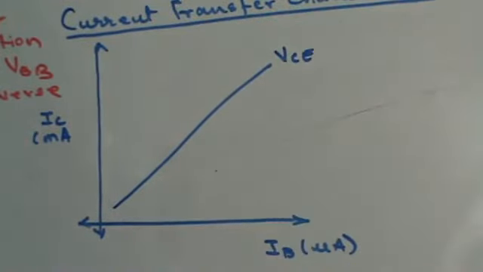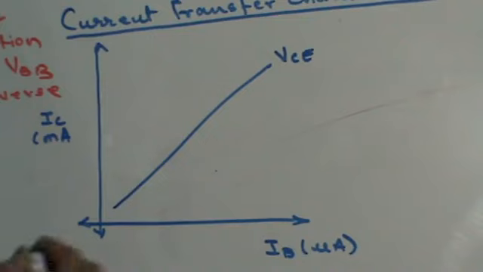Keeping the collector emitter voltage constant, for a small change in the base current, there is a large change in the collector current, right? So the current transfer characteristics is a graph between the base current and the collector current for different values of collector voltage, right?